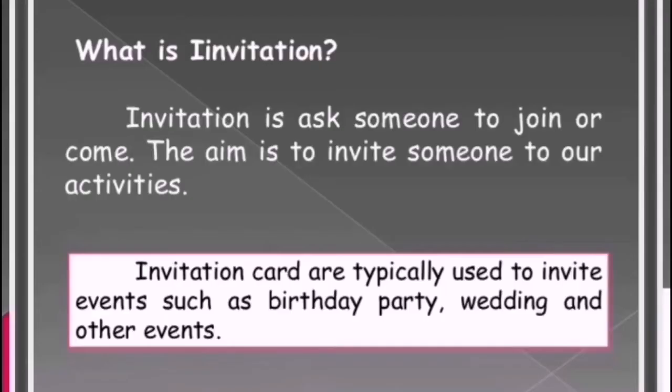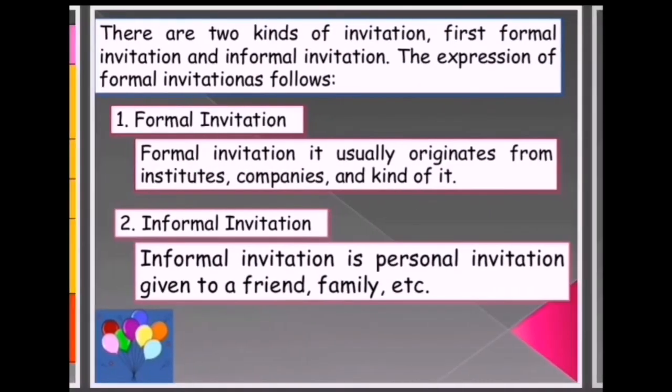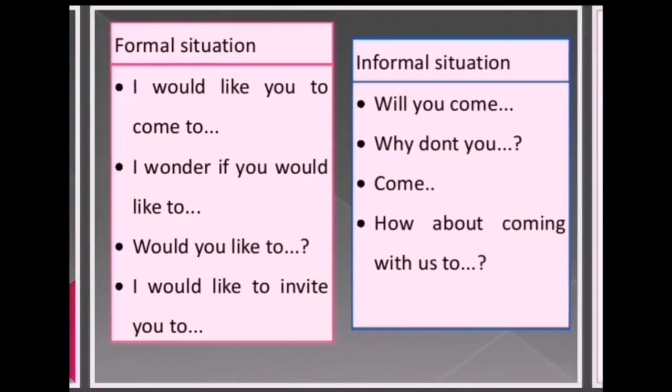And students, then we learned how to write an invitation. Invitation is to ask someone to join or come. The aim is to invite someone to our activities. And we learnt about the parts of an invitation letter. There were 4 parts. And there are 2 types of invitation, formal and informal. And it's all about the start of an invitation. You can read it.